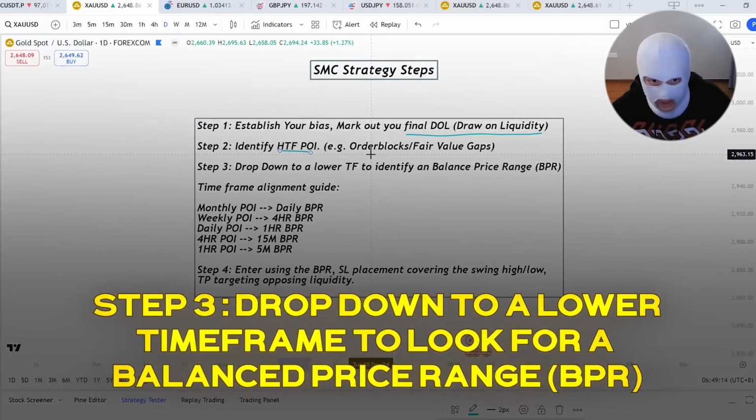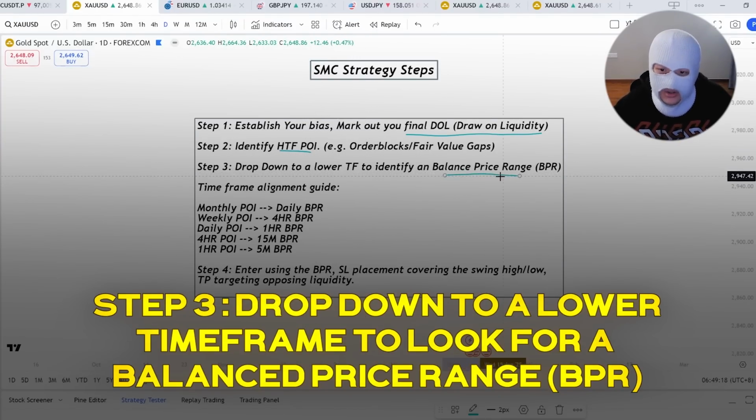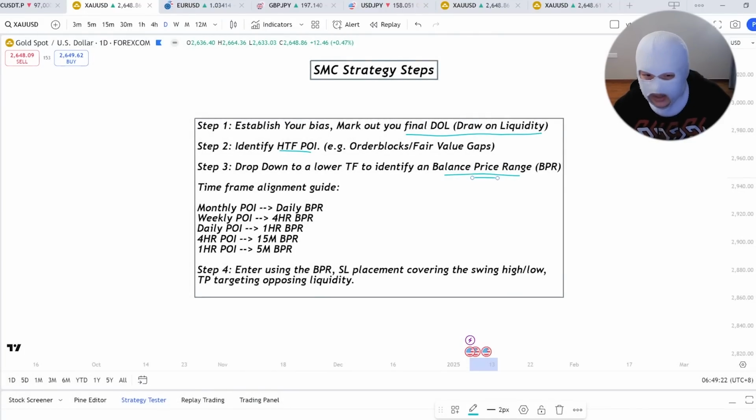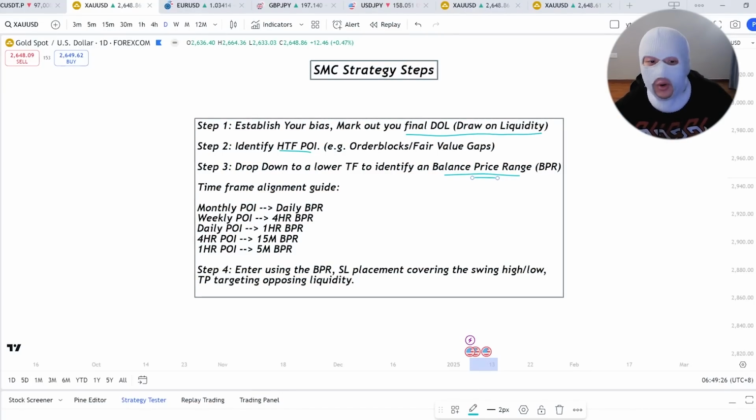Step 3. Drop down to an even lower time frame to look for a balanced price range or a BPR. Don't worry, there's a simple indicator to help you with this. A BPR is simply two opposing, overlapping fair value gaps, like the ones we saw previously. This is not strict, but as a general guideline, use this time frame alignment.